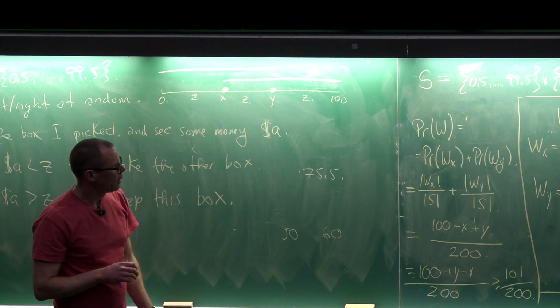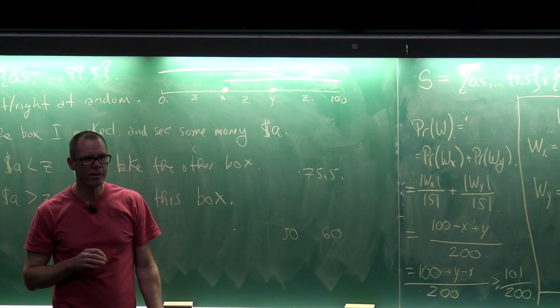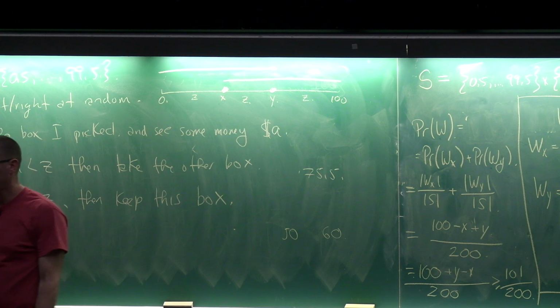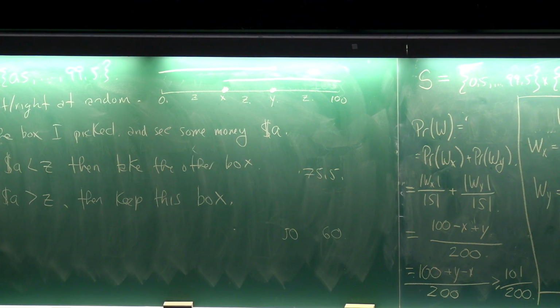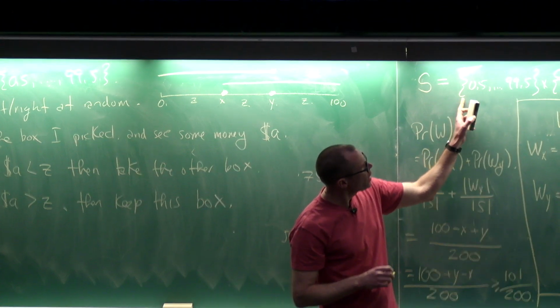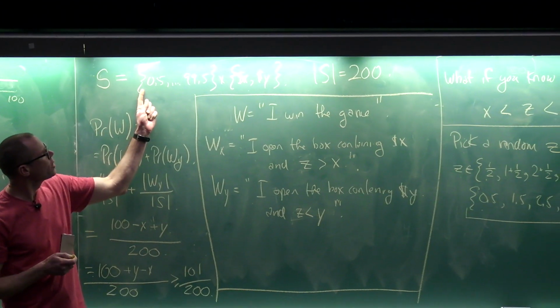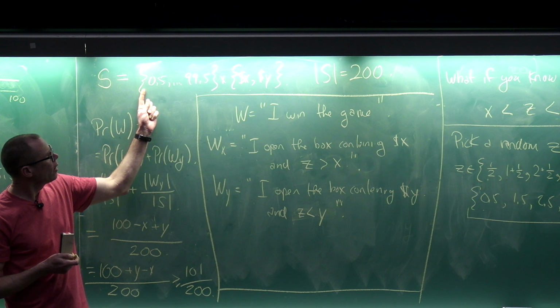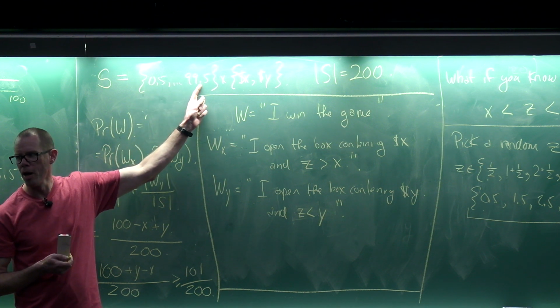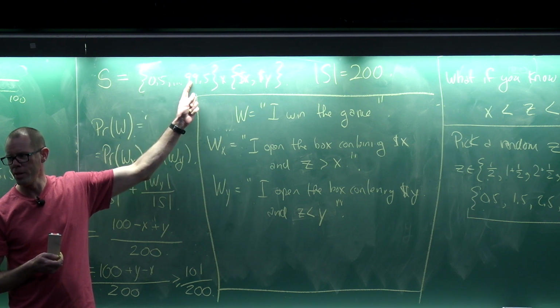Okay. Questions? Yep. Can you explain the size of your sample space there for the grid? The size of the sample space is, I picked this number from the set 0.5 up to 99.5. So there's 100 numbers in that set.